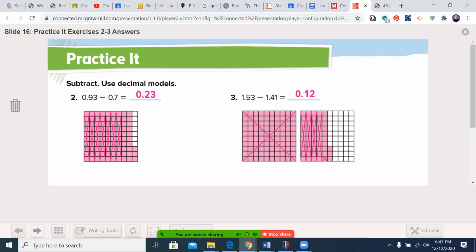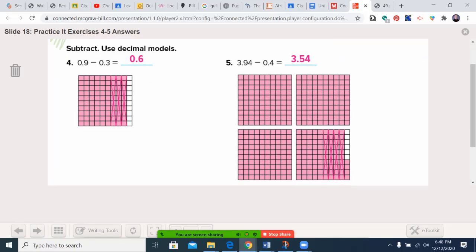Welcome back. Let's see how you did. We started with 93/100ths colored in. We got rid of 7/10. That left 2/10 and 3/100ths left, which is 0.23. 1.53 minus 1.41. We got rid of the 1. We got rid of 4/10, and we got rid of 1/100th. So we have, and this is where I would have done it differently, I would have erased one of the hundredths over here, so they could have kept a tenth and 2 1s or 2/100ths. Little easier visual, but that's not how they did it. There's 12 left, 12/100ths, 0.12.